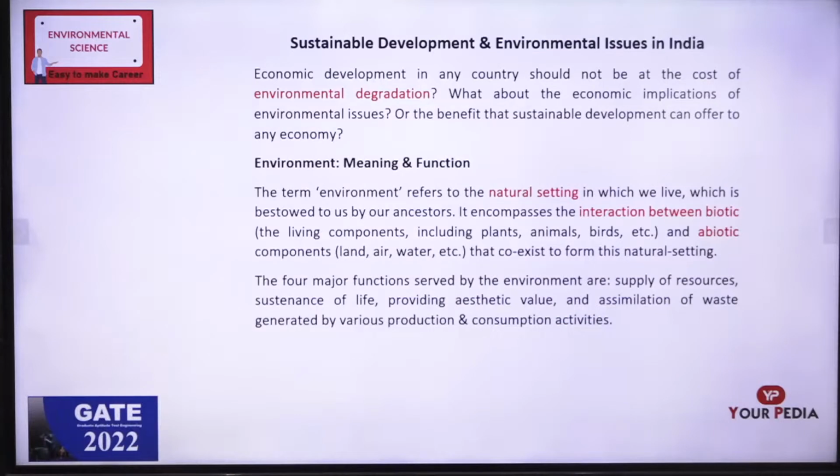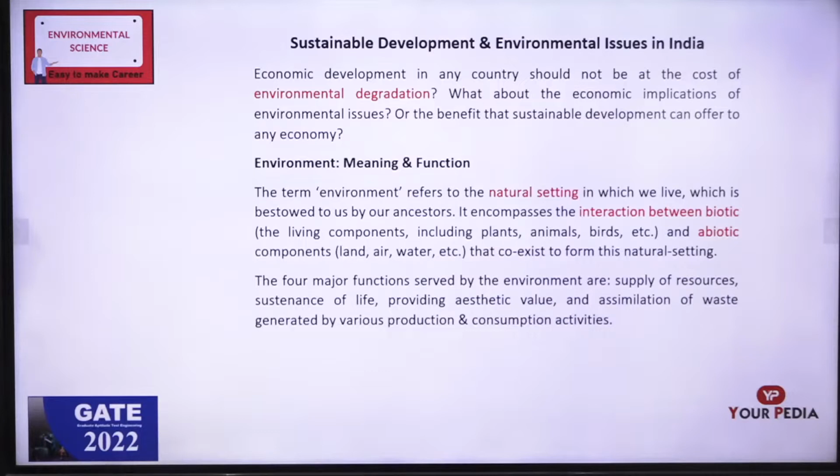What is the meaning of environment? Environment means the natural setting in which we live. It can be biotic and abiotic. Biotic means living components: plants, animals, birds. And abiotic is the remaining things: land, air, water. So biotic and abiotic together make our natural setting. That is called environment for us.